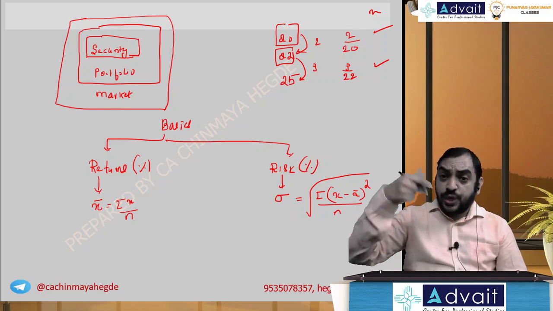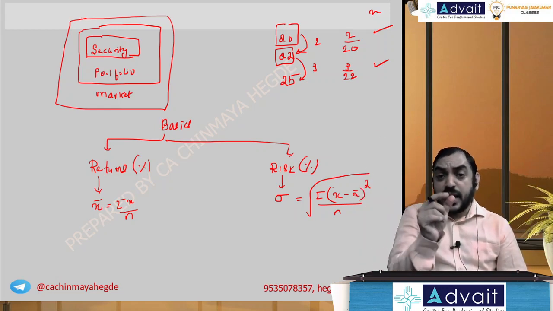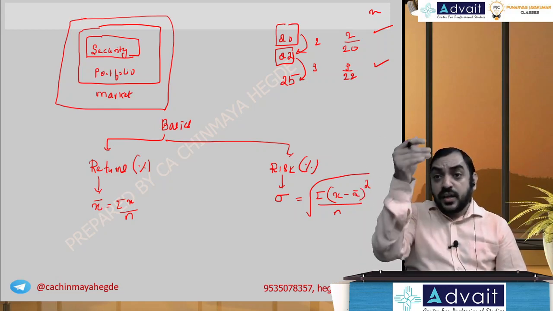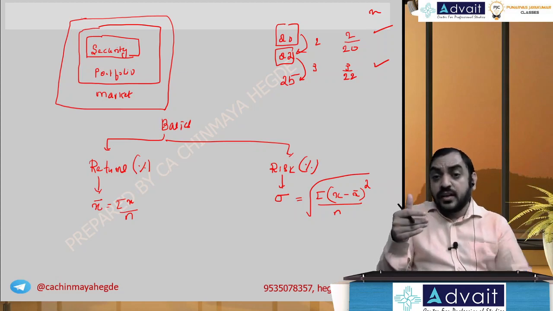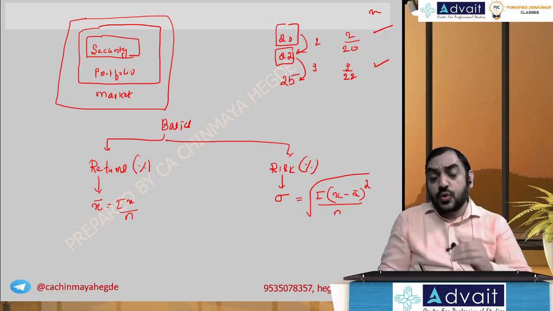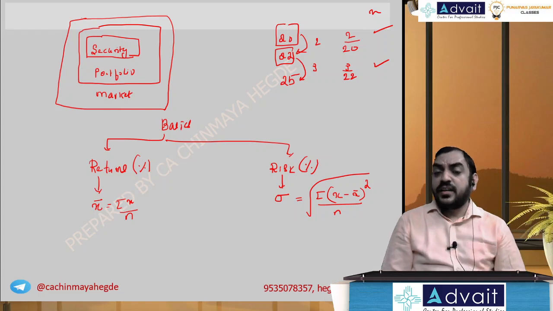That deviation, we will square it. We get x minus x bar whole square. We calculate for 1 by 1 and then we add all. That is total summation divided by n, number of observation. Then we do square root. And what is the interpretation of this?